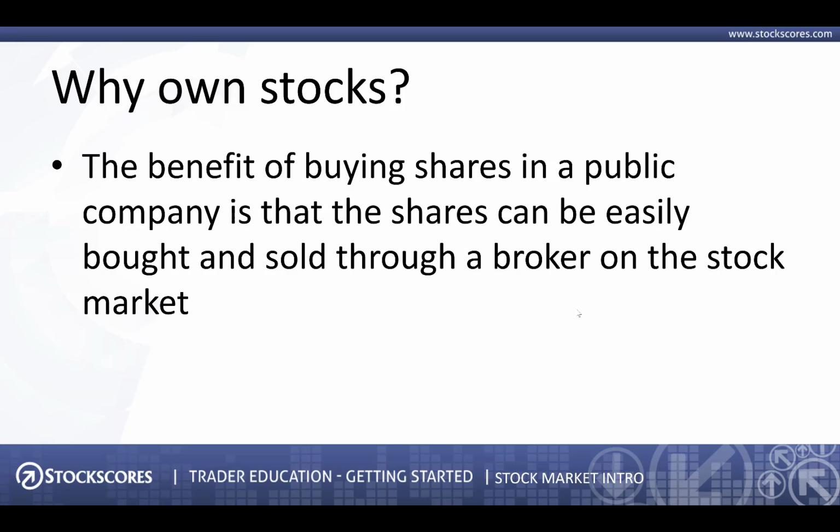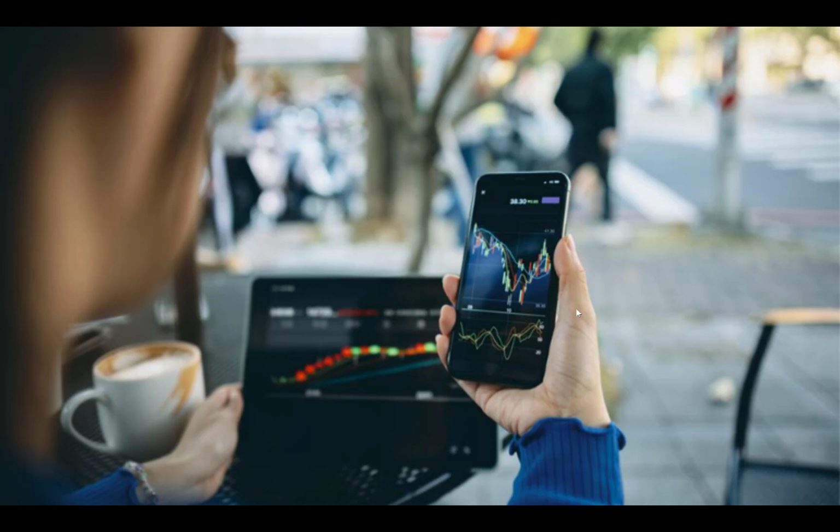All right, so the next thing, why do we want to own stock? Well, the other benefit is that when you own shares in a public company, those shares can be easily bought and sold through a broker on the stock market. It doesn't have the long wait times that you might have with some other assets. Like if you own real estate, you want to sell a house, you don't just do it in 10 seconds. You have to put the house on the market and sometimes wait many months to get your money out of it.